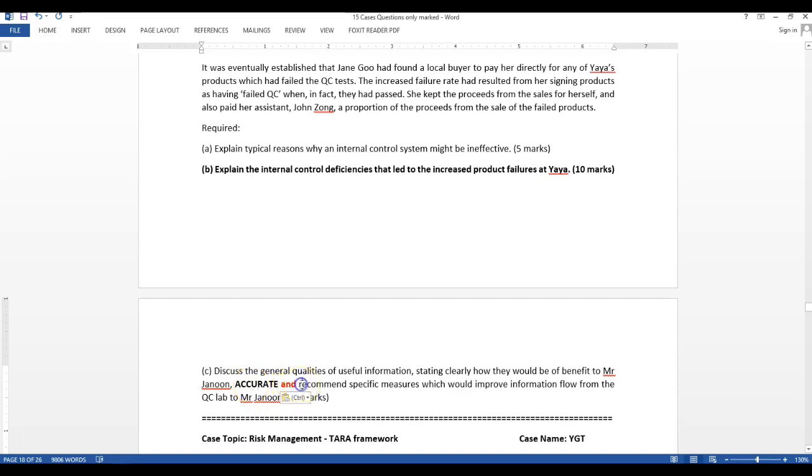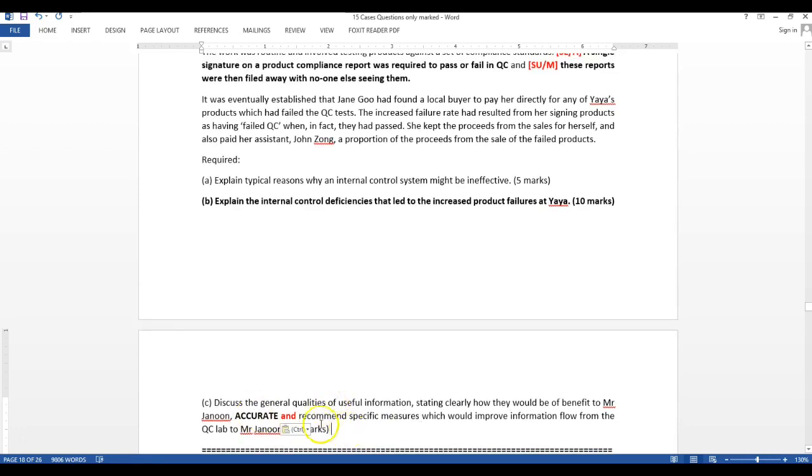The second question is: recommend specific measures which would improve information flow from the QC lab to Mr. Janon. So the information should be prepared in a specific format. It should be signed by a proper authority. It should tell who has done the QC check. It has to reach Mr. Janon in a specific time period, and these are the ways in which we could get this mark.